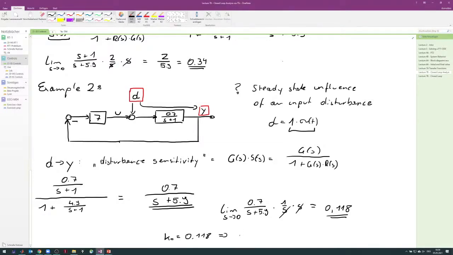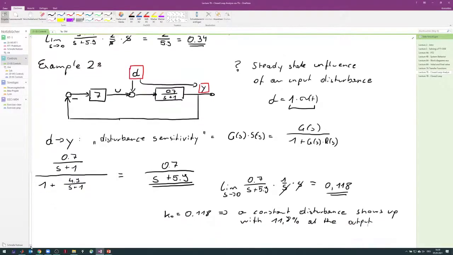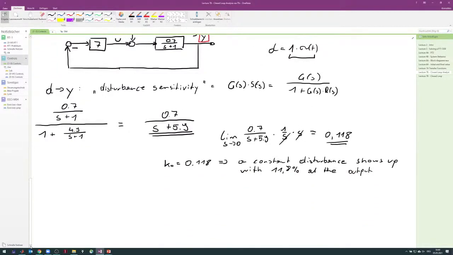What that means is a constant disturbance shows up with 11.8% at the output. If it's a step, right? If it would be an impulse, the steady state would probably be 0. Okay? Does it make sense? I hope so.